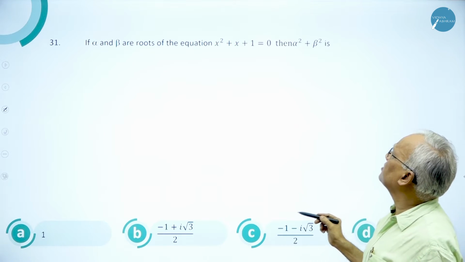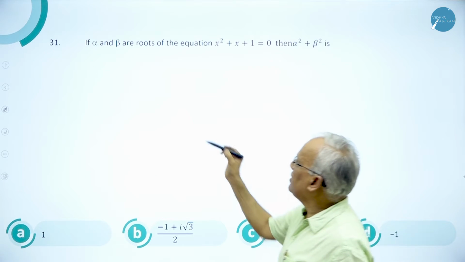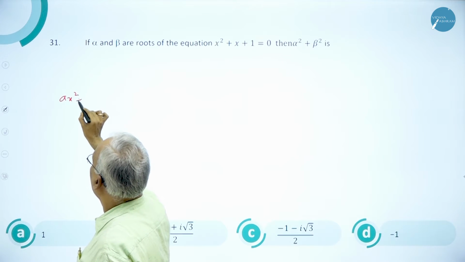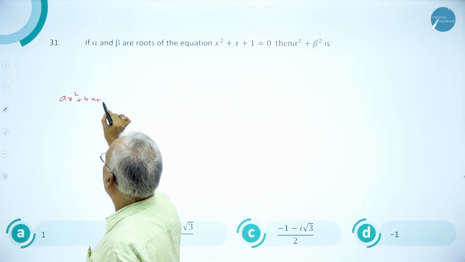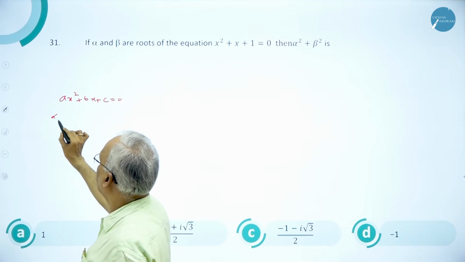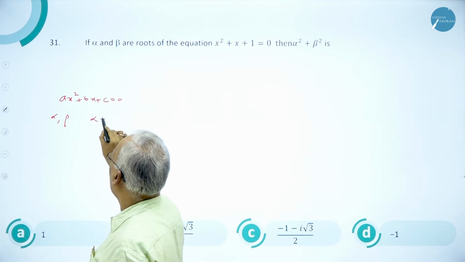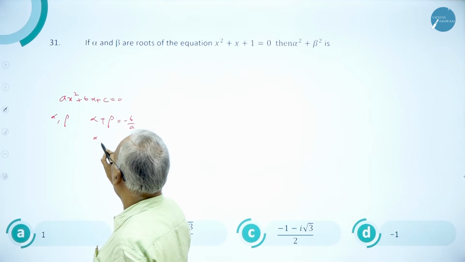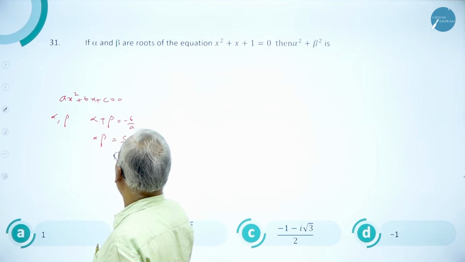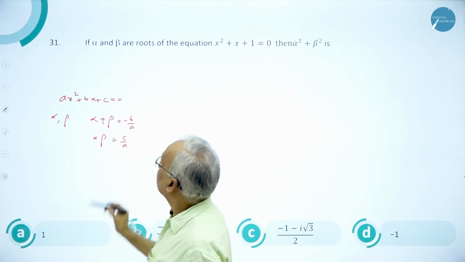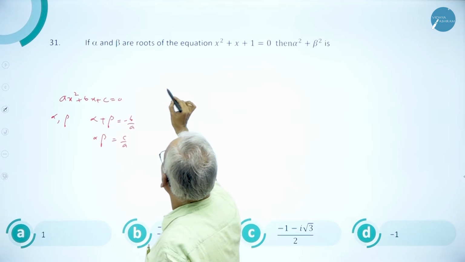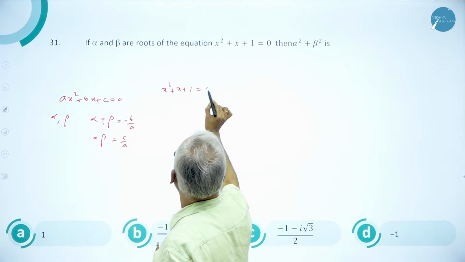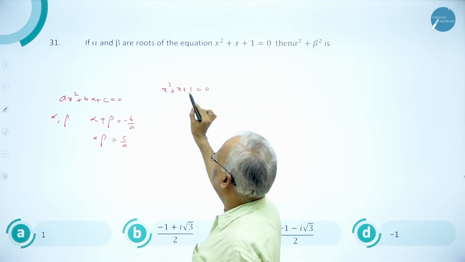Now, if alpha, beta are roots of the equation x squared plus x plus 1 equal to 0, then alpha squared plus beta squared. So from theory of equations, you know, if a quadratic equation ax squared plus bx plus c equal to 0 has two roots alpha and beta, you know that alpha plus beta is equal to minus b by a, and alpha beta is equal to c by a. This formula you have. So in this problem, equation is x squared plus x plus 1 equal to 0. So a is 1, b is 1, c is 1.